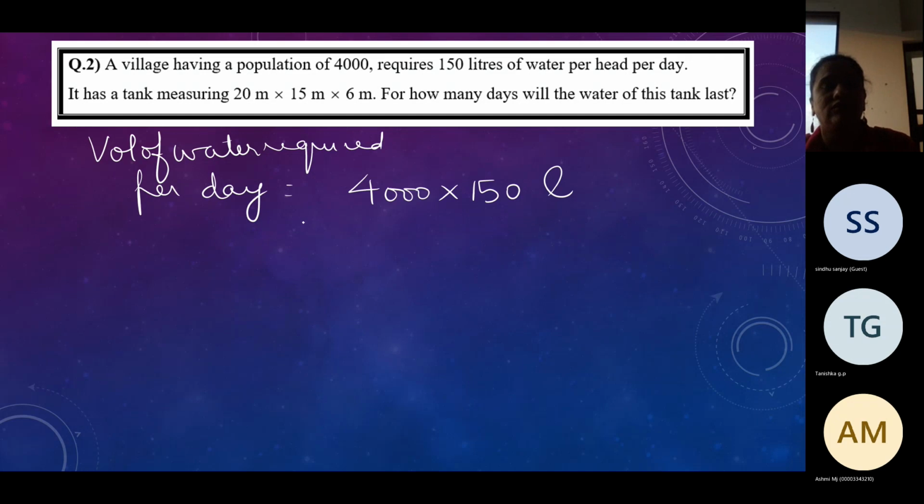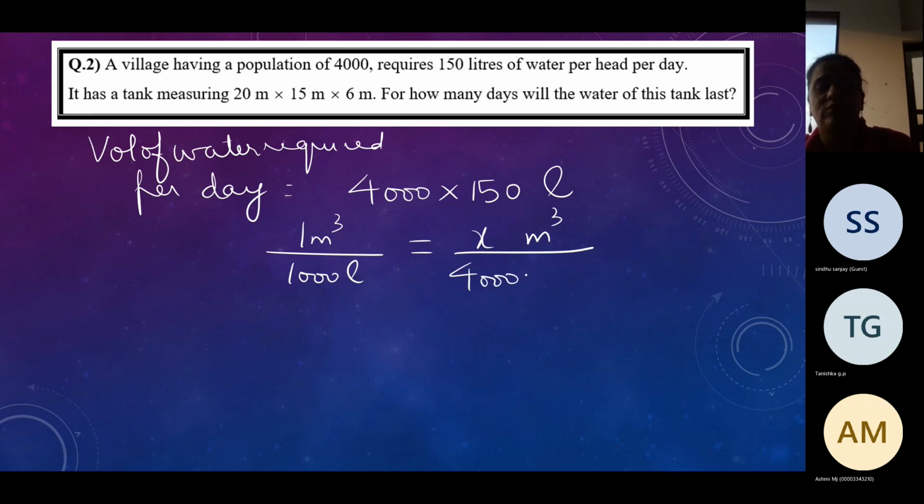Now, how to convert? 1 meter cube is 1000 liters. Then, how many meter cube is 4000 into 150 liters? Always use this method. What you see on this side is the conversion. 1 meter cube is 1000 liters. So 1 meter cube by 1000 liters is equal to, if you have meter cube, you should have meter cube in the numerator, liter in the denominator. You must have the same units in the numerator and in the denominator.